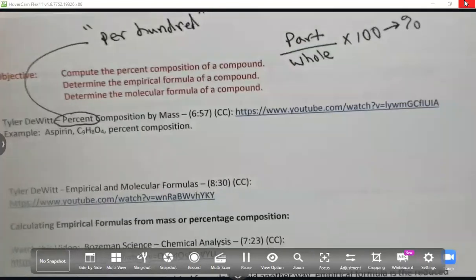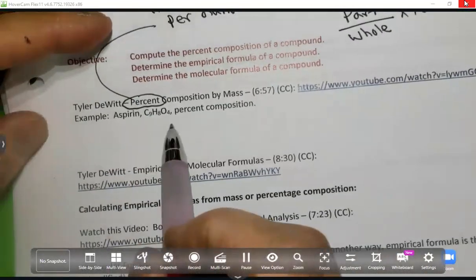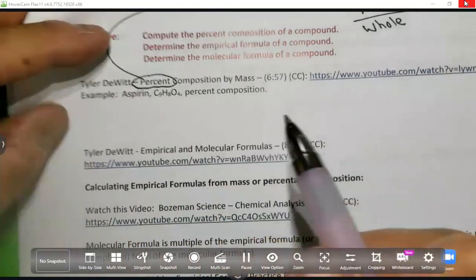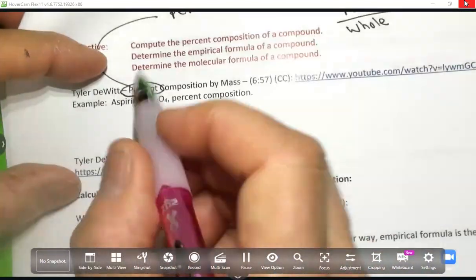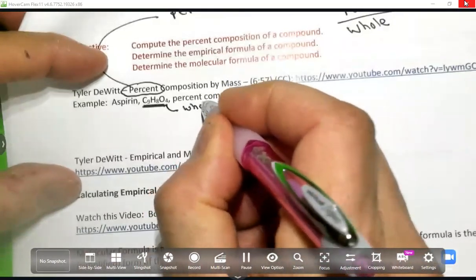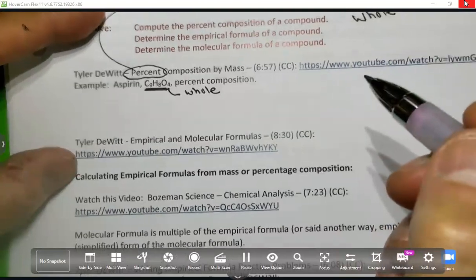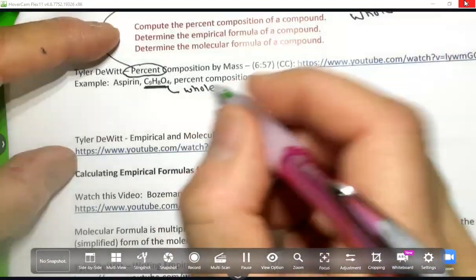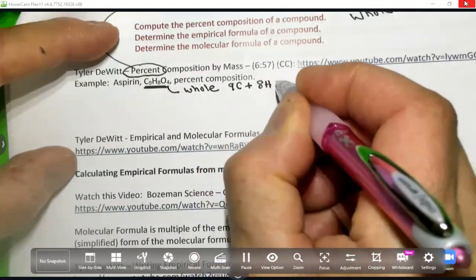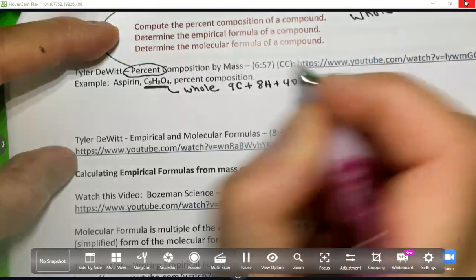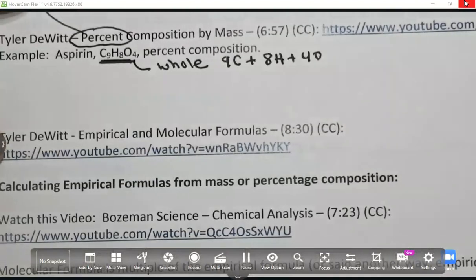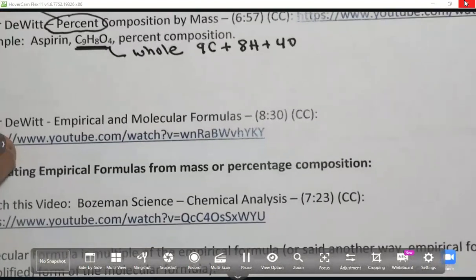Okay. So what is the percentage composition of aspirin? We want the percent carbon, hydrogen, and oxygen here. Well, the first thing is, what is what I'm going to call the whole? The entire compound. We want the molar mass. So the whole is 9 carbons plus 8 hydrogens plus 4 oxygens. So that would be the molar mass.